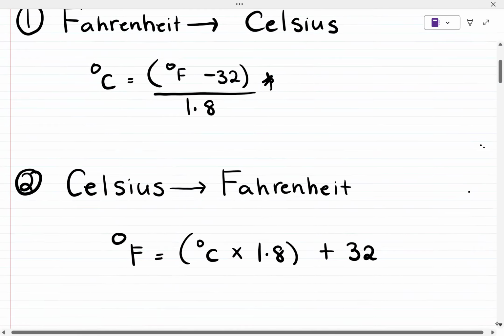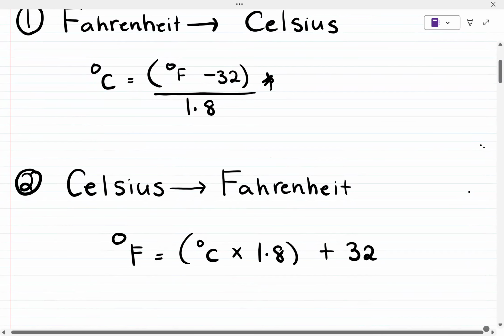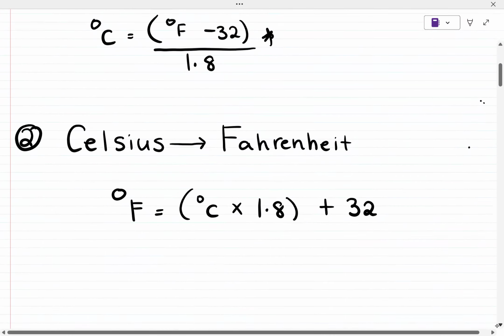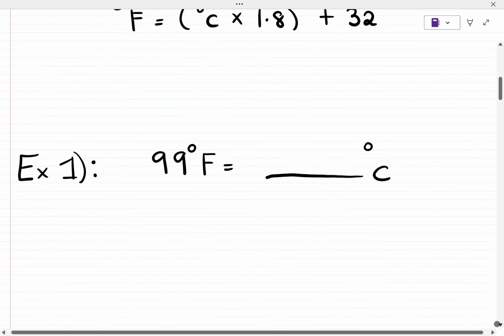Rule two, let's say you have a Celsius degree and you want to go to Fahrenheit. So this would be the rule. All you have to do is multiply your Celsius degree by 1.8 and add 32. That's it. Okay. So now you know the two rules. Now let's just start doing examples.